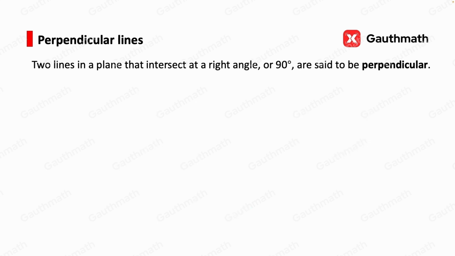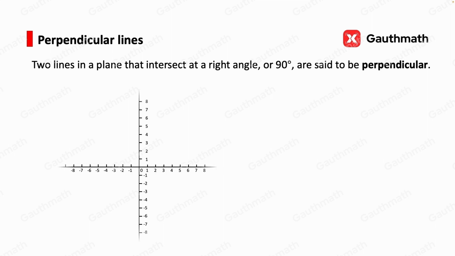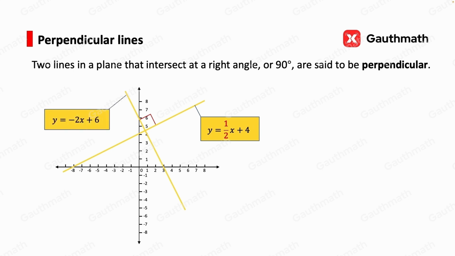Two lines in a plane that intersect at a right angle, or 90 degrees, are said to be perpendicular. So we have two lines and they intersect at a right angle. Now, two lines are perpendicular to one another in a coordinate plane if and only if the product of their slopes is -1. Let's double check these two lines to see if they are perpendicular or not.